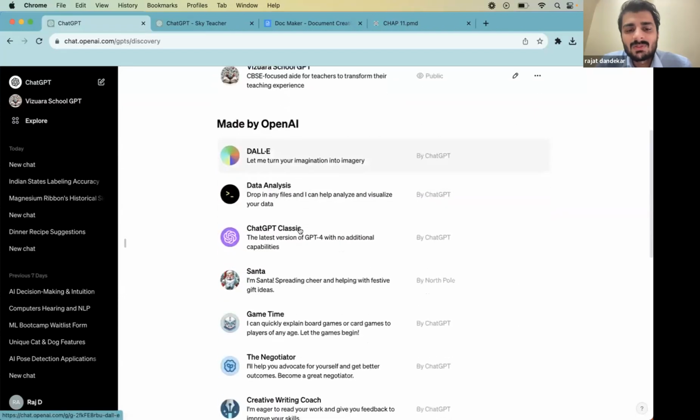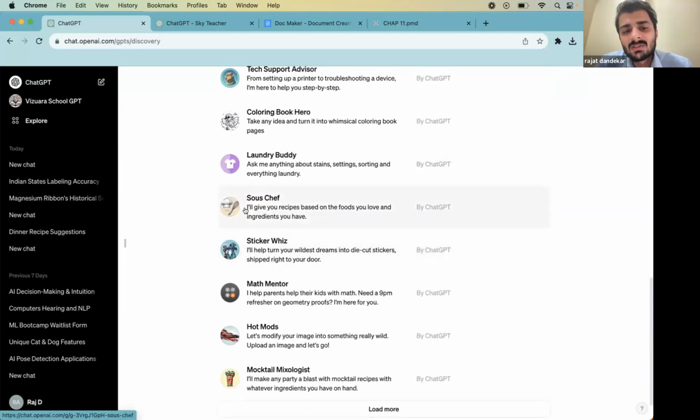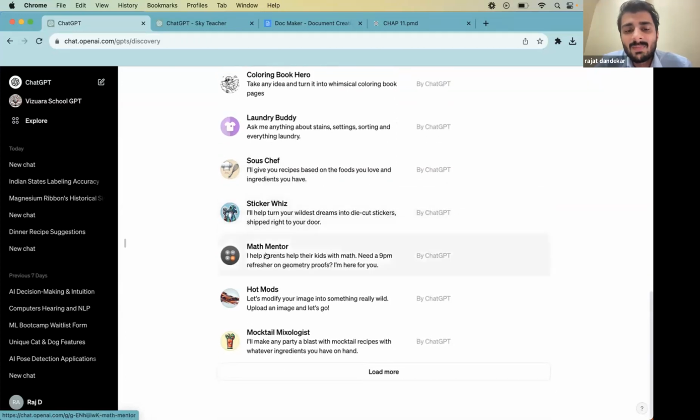These are some examples which are made by OpenAI. You can see there are many things. There is a sous chef. It says, I'll give you recipes based on the foods you have loved and ingredients you have. Then there is a math mentor. I help parents help their kids with maths. Need a 9 p.m. refresher on geometry proofs? I'm here for you. So there are multiple things which people have done using this GPT builder, and sky is the limit with respect to this.